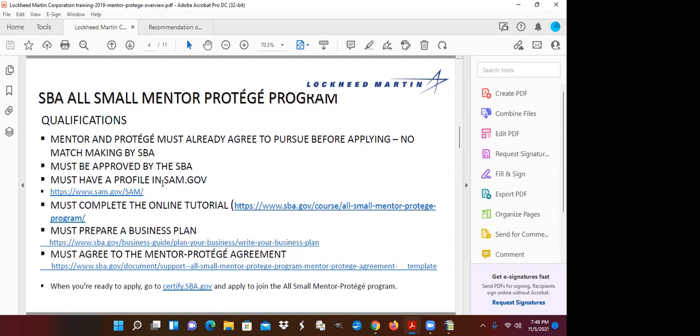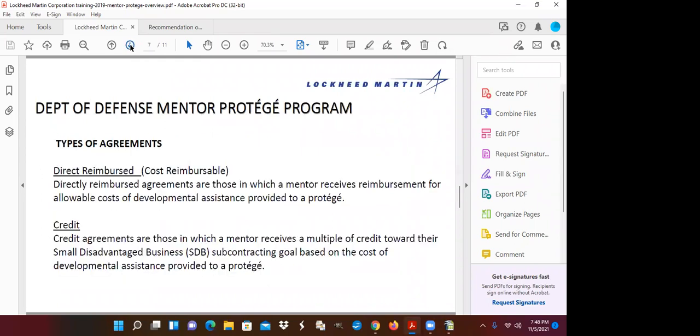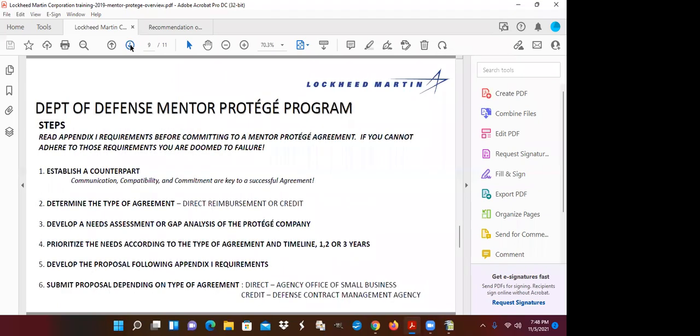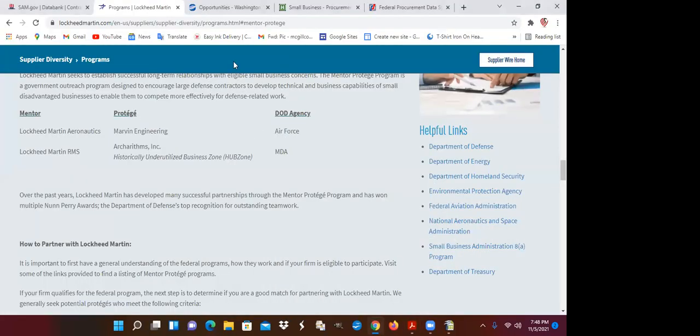The SBA really tries to help you become a protege. And the reason for that is because they're the ones that govern how that money has been spent at the end of the year, and whether that money was spent the way it was supposed to be spent as directed by the SBA. But yeah, when you go through this, you're going to see there's some pretty good stuff up in here under this mentor protege program with Lockheed Martin.